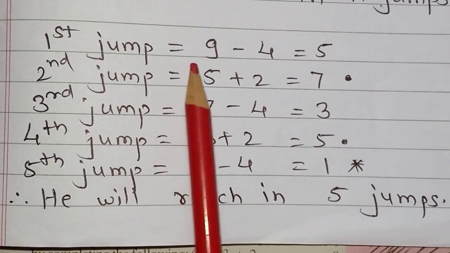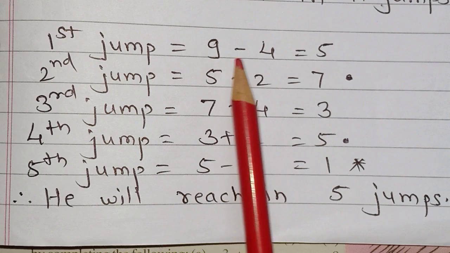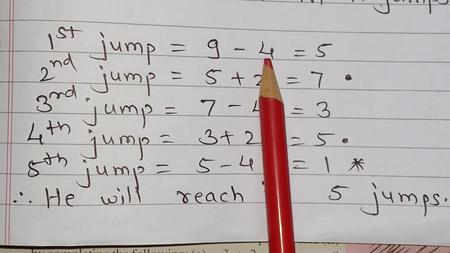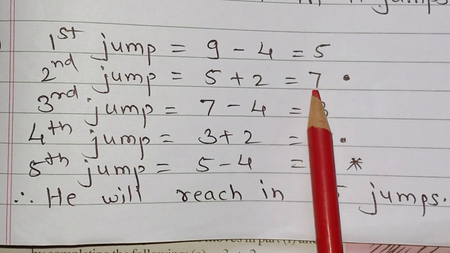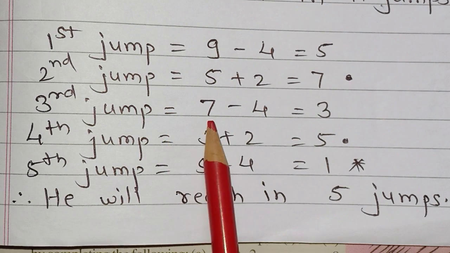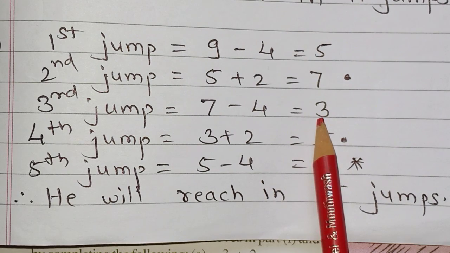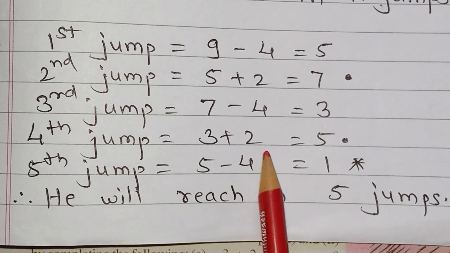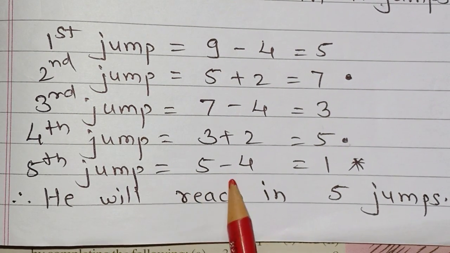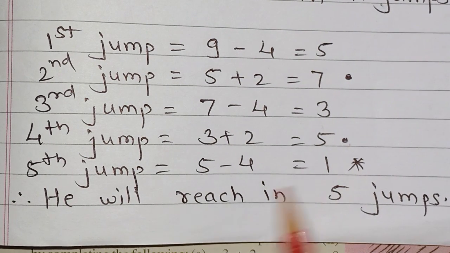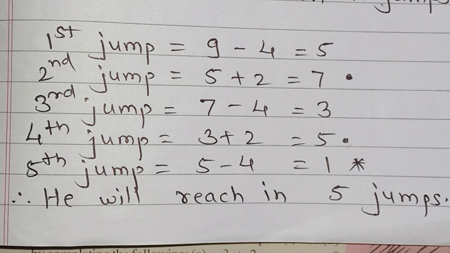So in the first jump, from the 9th step, he comes to the 5th step, 9 minus 4, because he jumps 4 steps up. Now in the second jump, again he comes down. So 5 plus 2, he is on the 7th step now. In the third jump, he takes 4 steps up. So 7 minus 4, he is on the 3rd step. But again he comes down by 2 steps. So 3 plus 2, he is on the 5th step now. In the 5th jump, 5 minus 4, he is on the 1st step. So he will reach the 1st step in 5 jumps.